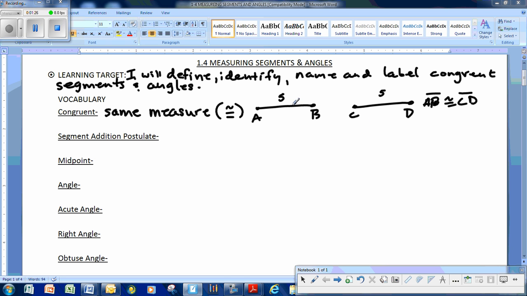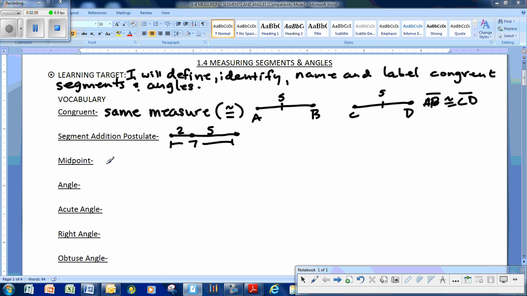Also on a diagram, we want to tick mark lengths that are congruent. Next we have the segment addition postulate, and we're just going to summarize this by saying if I have a segment that has two pieces, a shorter segment and a longer segment, for example, let's say the shorter segment is 2 and the longer segment is 5, that means the entire segment would be 7. And that, in a nutshell, is what the segment addition postulate lets us do. It lets us take pieces of a segment, add them together to get a total.